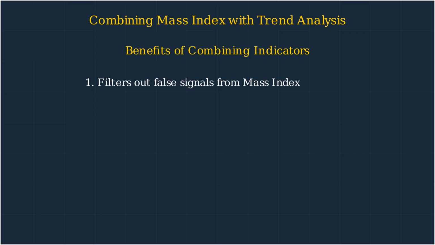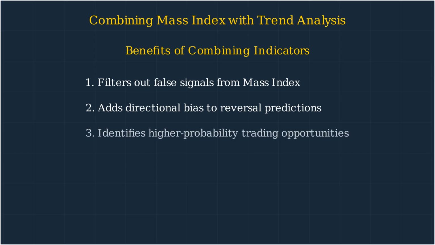First, trend analysis helps filter out false signals from the mass index, reducing the likelihood of entering trades prematurely. Second, trend tools add directional bias to reversal predictions, helping determine whether a reversal will be upward or downward. Third, this approach helps identify higher probability trading opportunities by confirming signals across multiple methods.